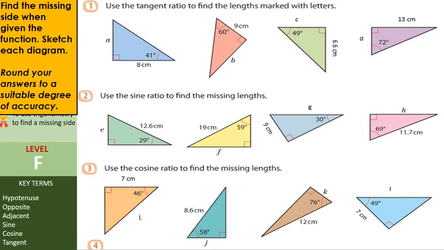I would like you to have a go at these 12 questions. Now these are nice and straightforward. These are our more straightforward, lower level questions that are just going to solidify our understanding, because it tells you which ratio to use. So it says use tan, it says use sine, and it says use cos. Now you should have in front of you your 3 triangles. Okay, so you should have TOA for tan.